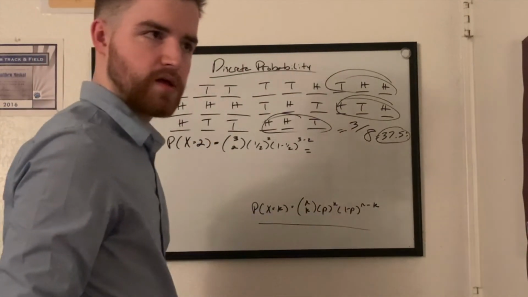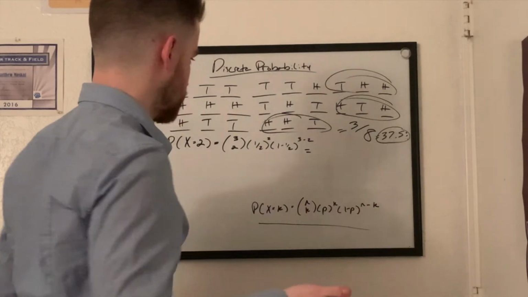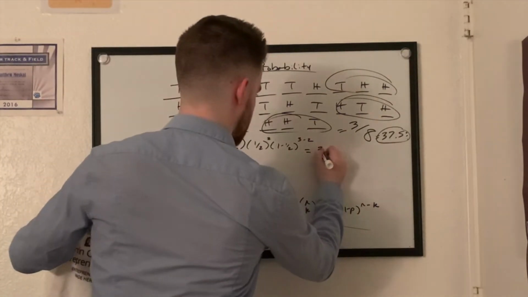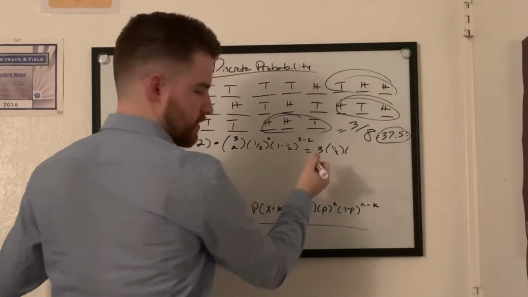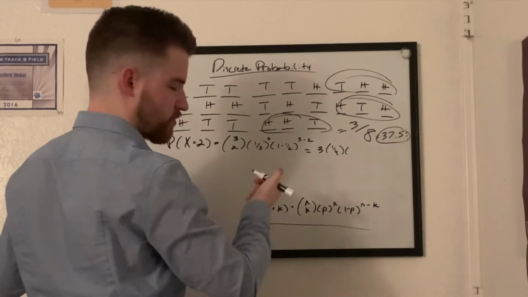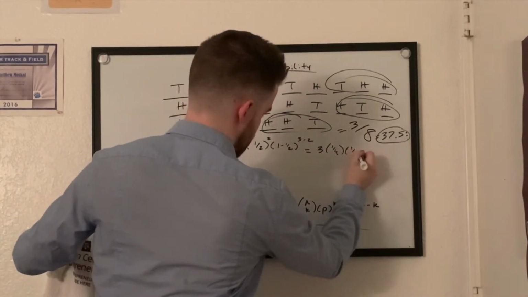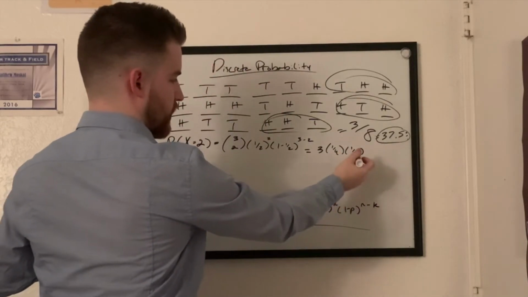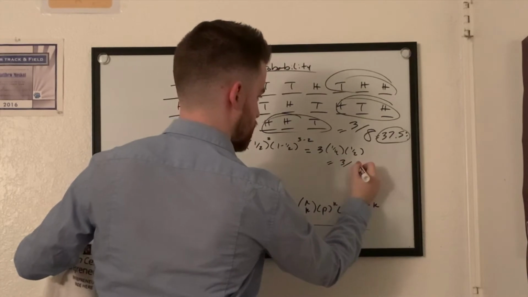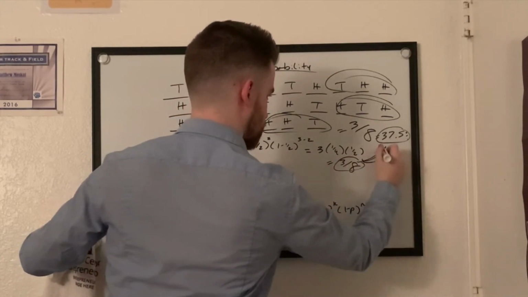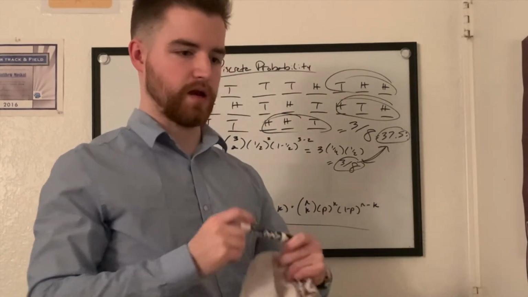3 choose 2 is simply 3. It's 3 factorial over 2 factorial over 1 factorial. So this is going to be 3. 1/2 squared is 1/4. And then 1 minus 1/2 is 1/2, raised to the 3 minus 2, which is raised to the 1. And so it's just 1/2. 1/4 times 1/2 is 1/8. So we get 3 times 1/8. Look, they match. This shows you that this model is accurate and that it works.